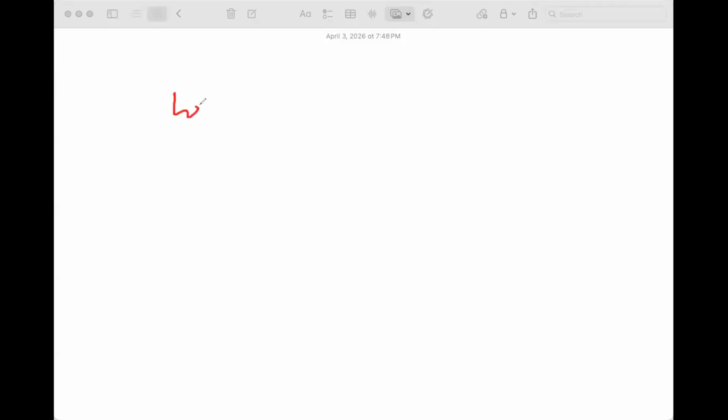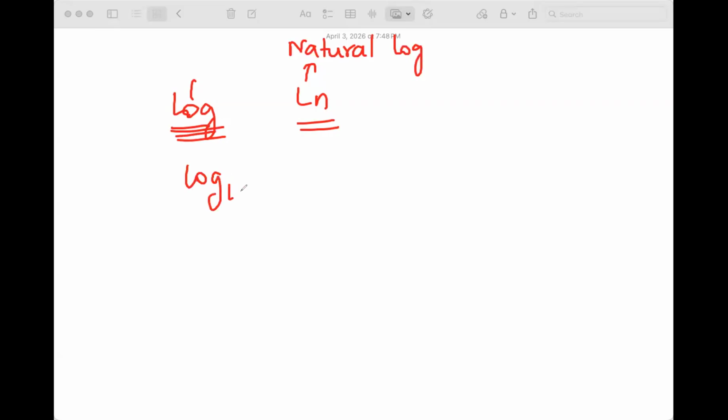As you all know, there are two: one is log, one is ln function. This stands for natural log. This is called the natural log function. Usually when we write log, it's always to the base 10. How do they differ? I'll tell you slowly.